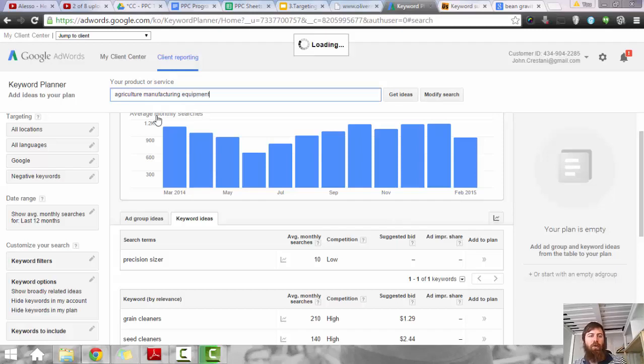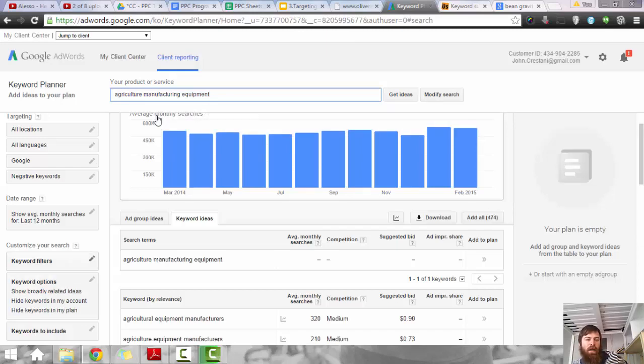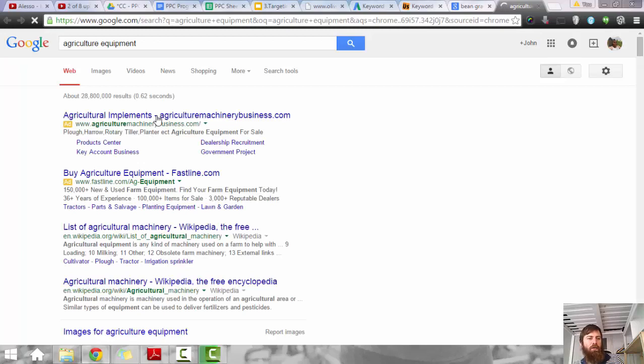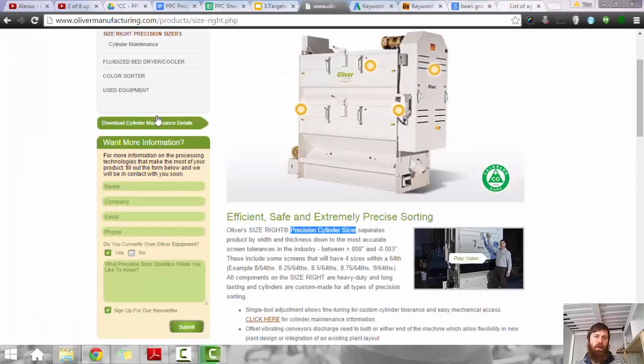So this may actually be too broad. If I looked for agriculture, manufacturing equipment, that may constitute way too many things. So agriculture equipment. Again, this is a very specific industry, but it may be too broad to look at some of these things. Let's check this out. Milk, farm equipment. Yeah, this is going to be too broad. So in this case, we're going to kind of leave it.